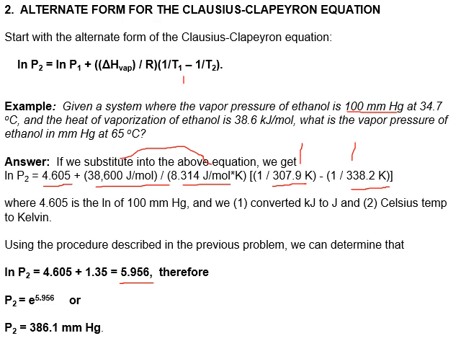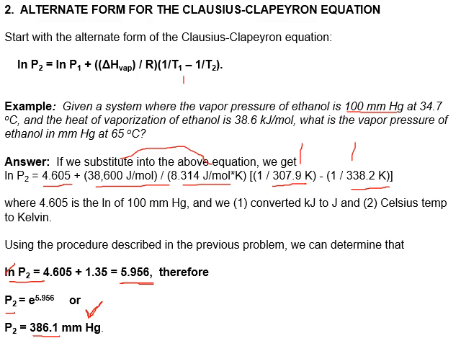And then raise both sides of this equation to e to the power of, and you get that P2, where the logarithm is going to vanish, P2 equals e to the 5.956, which is 386.1 torr, or millimeters of mercury. It's the same thing here. So again, you just have to remember to put that in. So there you have it.